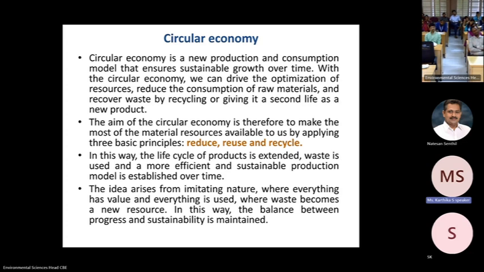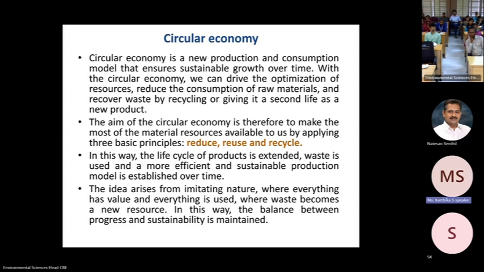Now, ultimately, finally, you can find zero waste discharge or zero waste generation. It may be industry, the environment, an agricultural ecosystem or a forestry ecosystem, whatever it may be. It will be applicable universally. That's why, in this way, the life cycle of products is extended. Waste is used and made more efficient.